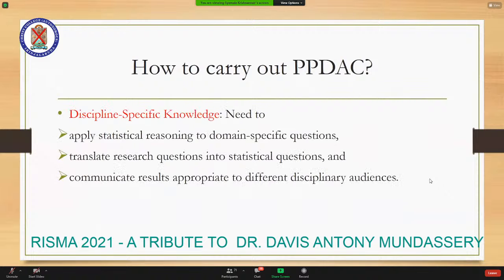So the next one is that we need to apply statistical reasoning to domain-specific questions. We identified those questions when we had that planning stage. And also we need to translate research questions into statistical questions, and we need to communicate results appropriate to different disciplinary audiences. Because, for example, if you do any industrial project and you go with a very high level of statistical terms and techniques, sometimes it's very difficult for the industry to follow. For the chemical industries that I work for, I had to present things in a way that they can understand and see things properly. So I need more visualization plots, proper basic visualization plots, or to explain things in very simple language. So that is also very important. So we need to remember these points.